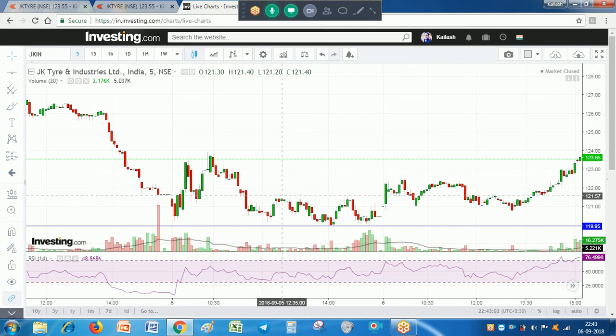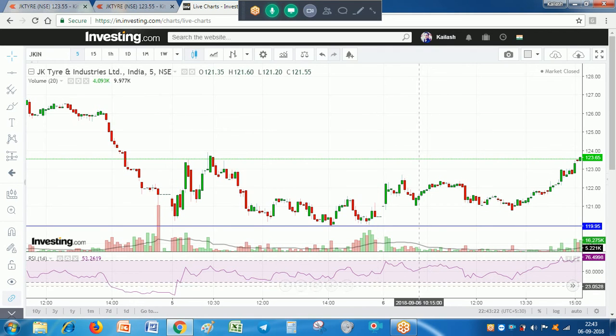Yesterday's movement is 5th of September. The stock moved from this level, gone higher up to 123, again fallen down to somewhere around 120 level. Okay, and today's movement, friends, this is the whole of today's movement. This is 6th. You could see here 5th of September. This is 6th of September. So today it remained in this range.